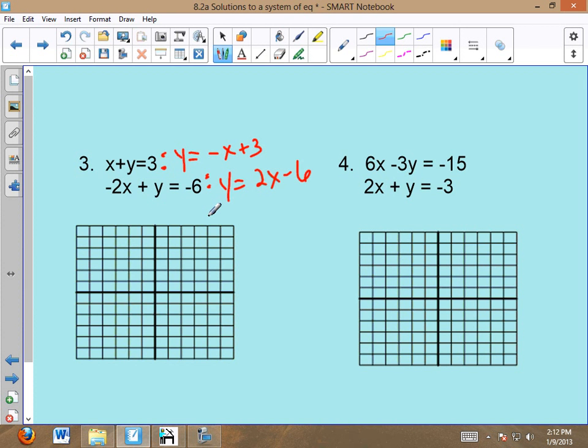I want to say one last thing. Kids have been coming up all day saying, oh, I can't get an answer on this one. If you can't get an answer, make sure you graph them correctly. What most people are doing is, when they're supposed to go down and to the left, they go down and to the right. So make sure you check what you graphed. These will all have answers.